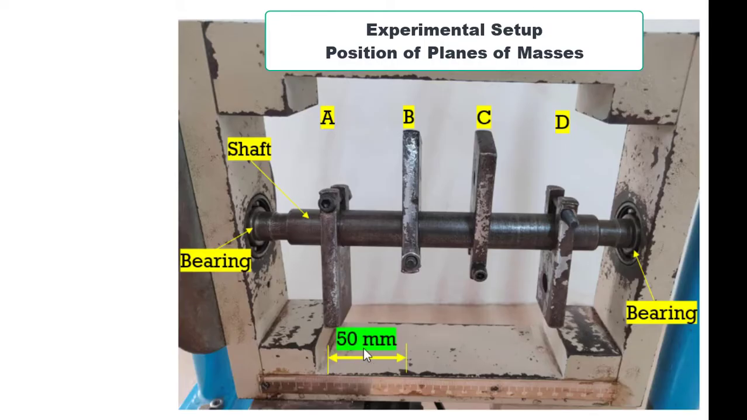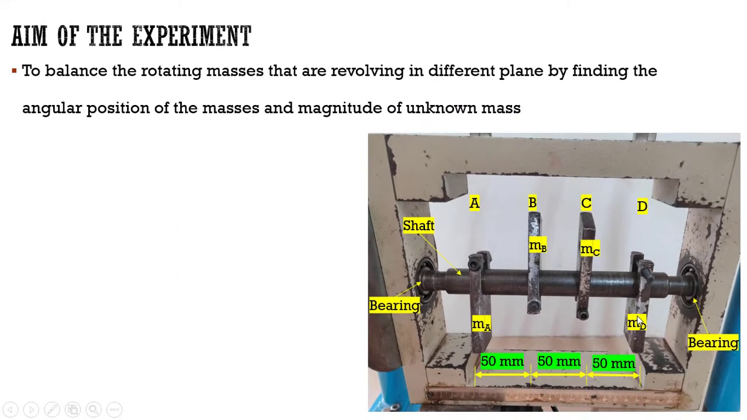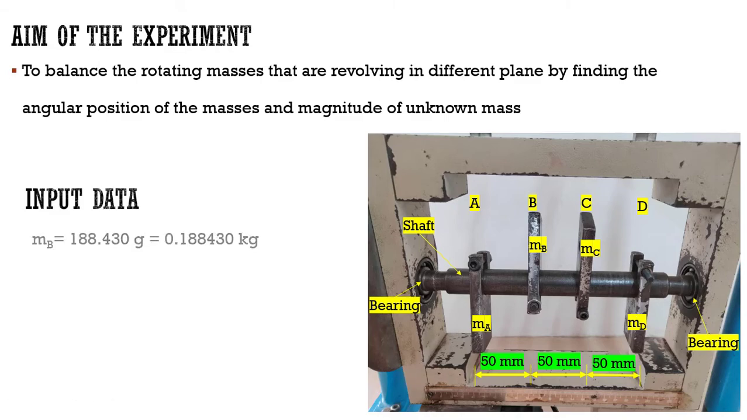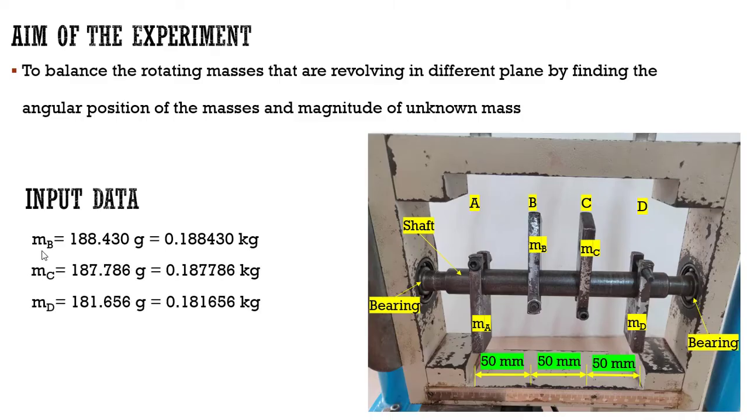That is 50 mm. Each plane is equidistant from one another, so that distance is 50 mm. Here a mass is attached, that is mass A at plane A. At plane B we have mass mb, at plane C we have mass mc, at plane D we have a mass md. In this problem we are provided with the distance between the individual planes as input data, as well as the masses of B, C and D.